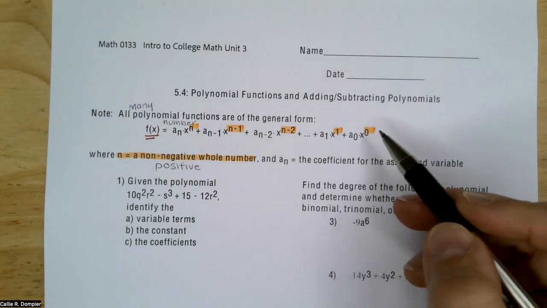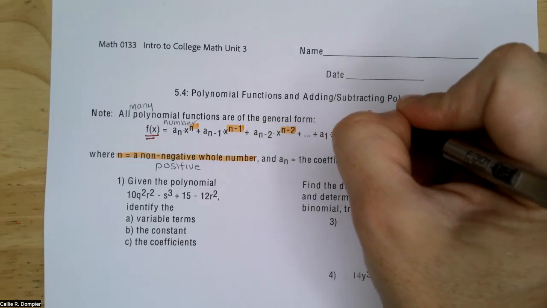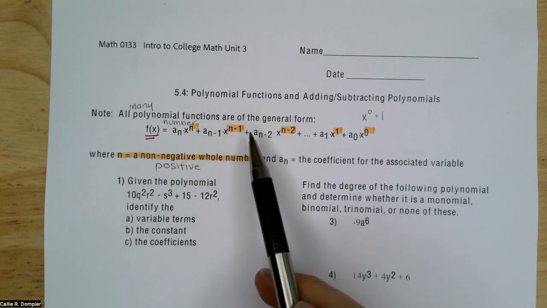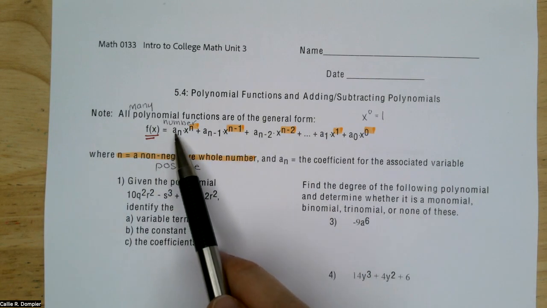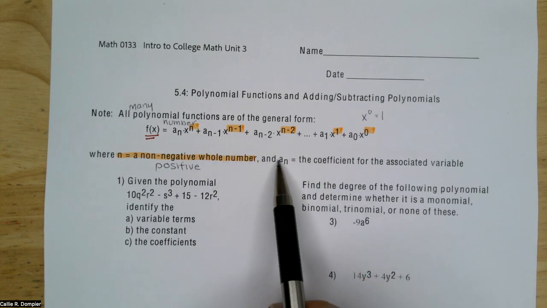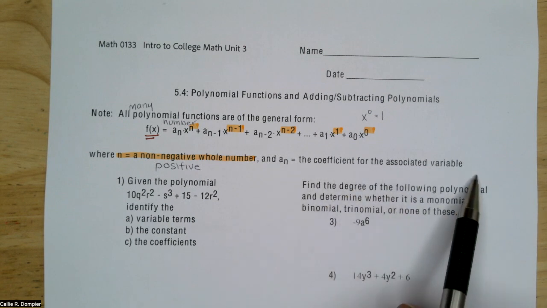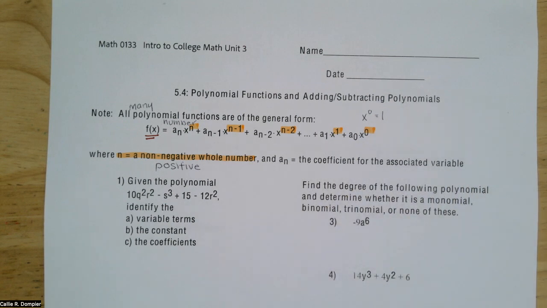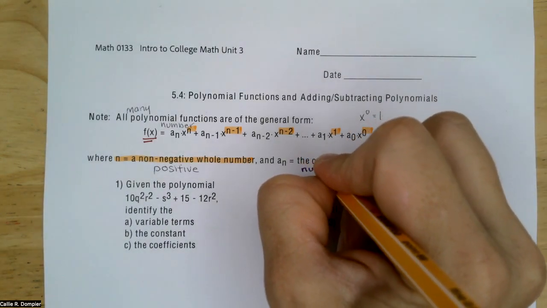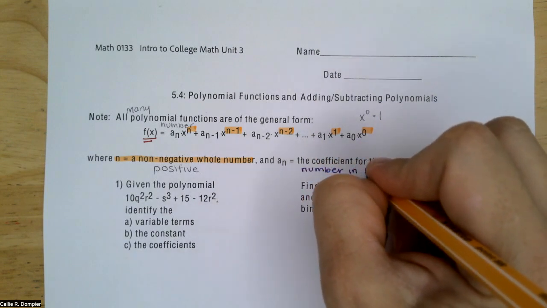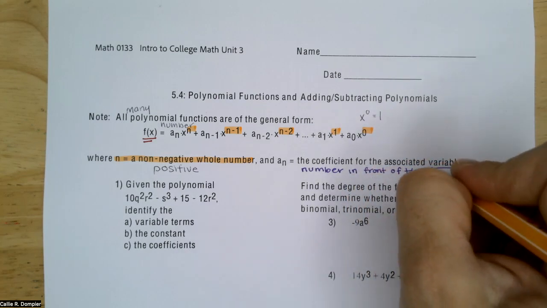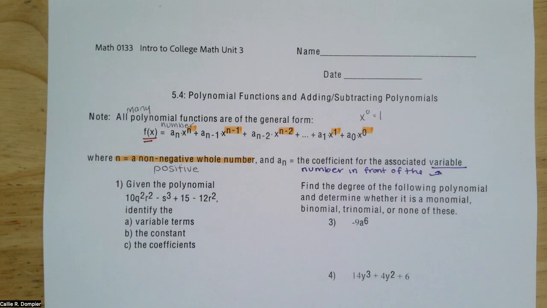Remember, when you have something raised to the power of 0, you just have the number 1, okay? So all polynomial functions are of the general form an minus 1, an minus 2, a1, a0. A is the coefficient for the associated variable. The coefficient is the number in front of the letter, the number in front of the variable, okay?